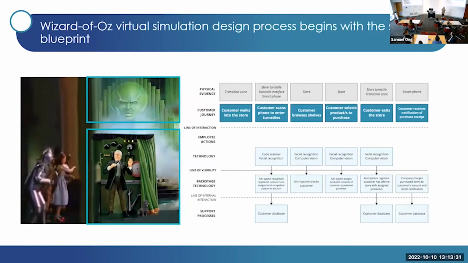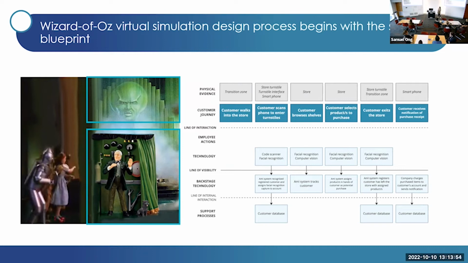So today, I'm going to explore with you how you would essentially make your own Wizard of Oz virtual simulation. And what this really does begin with is a service blueprint, where you map the customer journey, what the customer is actually experiencing, the physical evidence that is associated with that. So maybe it is an iPhone interface, maybe it is the transition zone of the shop.